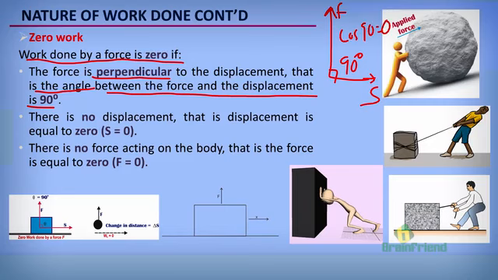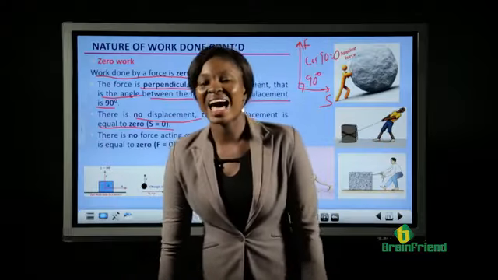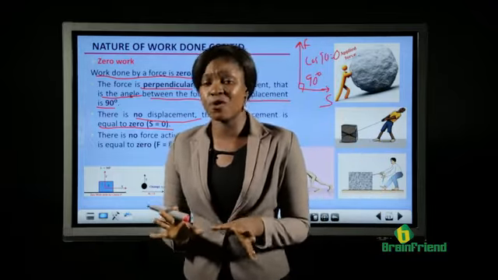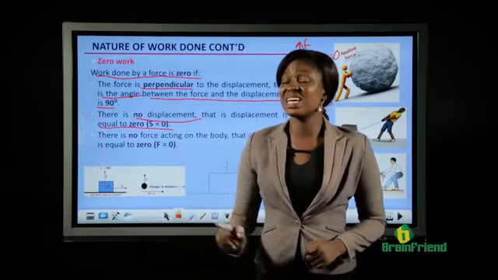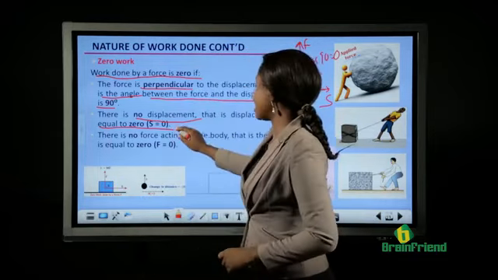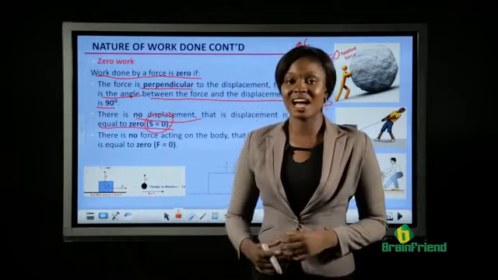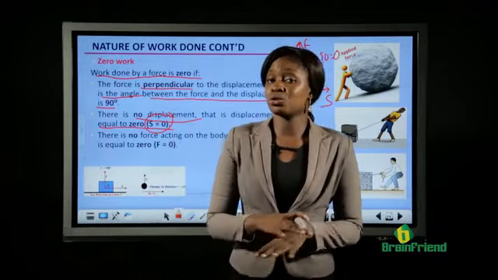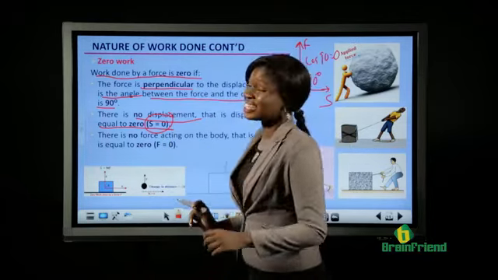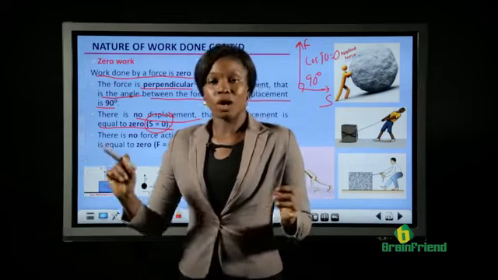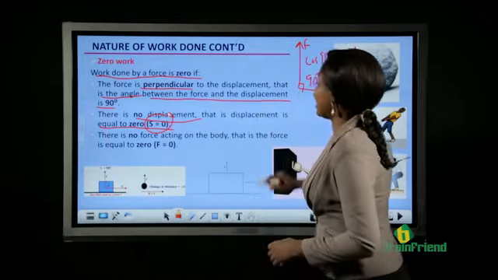Now, the second condition is there is no displacement. That is, the displacement is equal to 0. For instance, if you try pushing a wall, after applying so much force and effort to that wall, if the wall does not move, it means that the displacement is 0. And if the displacement is 0, automatically you have not done any work. So for the work done to be 0, it means the body was not displaced. The body did not move.